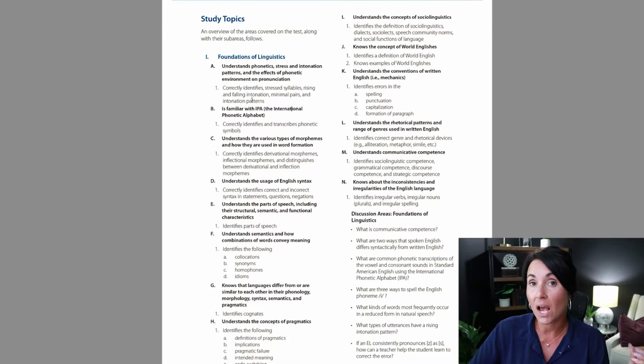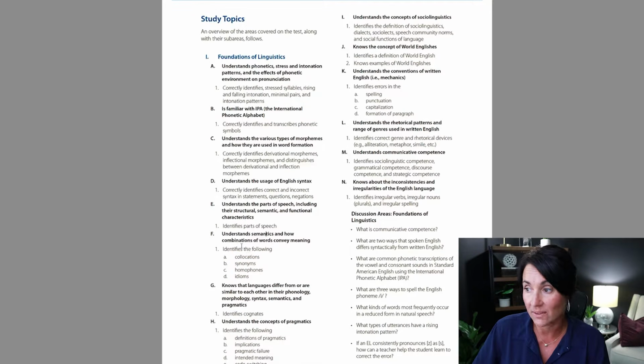Now, one of my favorite parts of the study companion is the study topic section, which I will always tell you to go to. It's at the back of the study companion, and most people skip this part. But you can see that it has the test specifications all broken up, and the different things of the test specifications, like here, understands phonetics, stress, and intonation patterns. But then it gives you more specific things to look at. Correctly identify stress syllables, rising and falling intonation, things like that. Then you can see here, like for F, understand semantics and how combinations of words convey meaning. Remember, semantics, the M is meaning. And then it gives you these examples here.